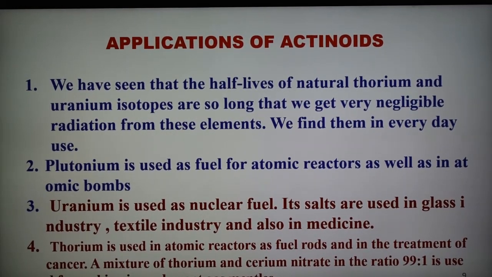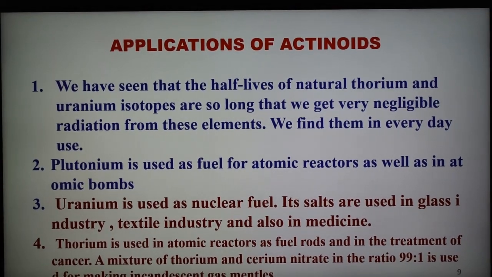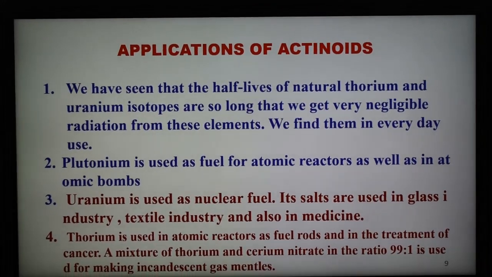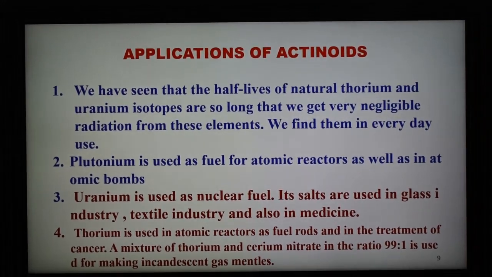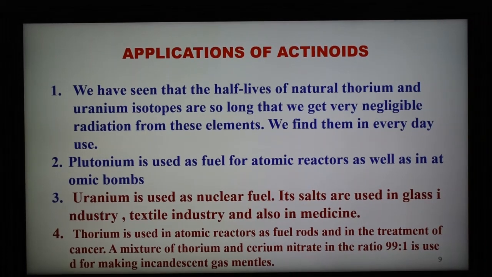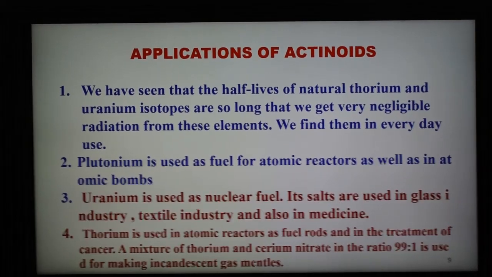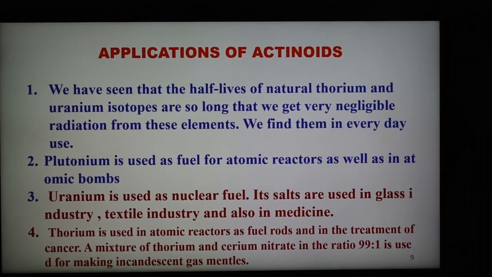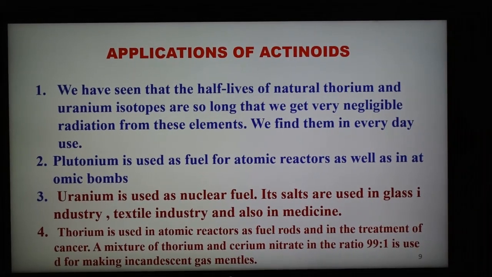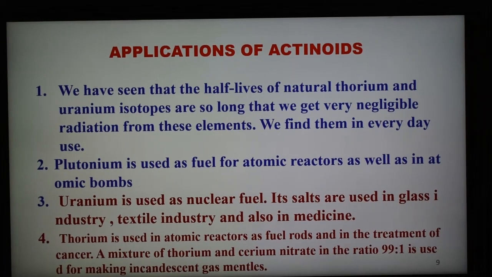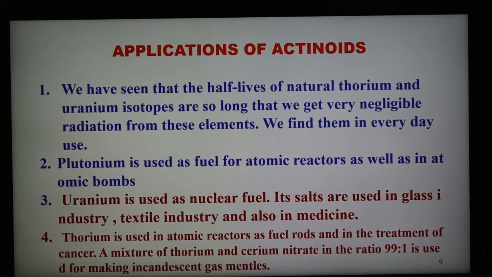Also, another application is that plutonium is used as a fuel for atomic reactors as well as in atomic bombs. Uranium is used as a nuclear fuel also, and its salts are used in glass industry, textile industry, and also in medicines. Another application is that thorium is used in atomic reactors as fuel rods and in the treatment of cancer. A mixture of thorium and cerium nitrate in the ratio 99:1 is used for making incandescent gas mantles. So these are some applications of these actinoid elements.